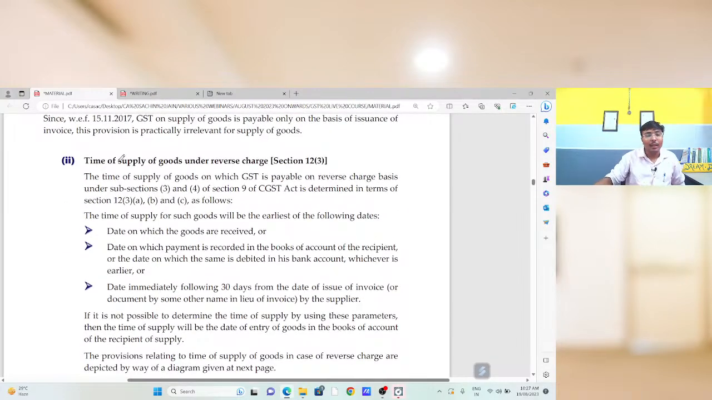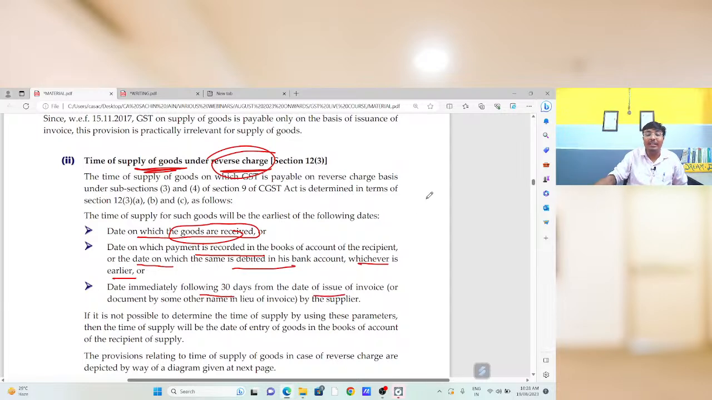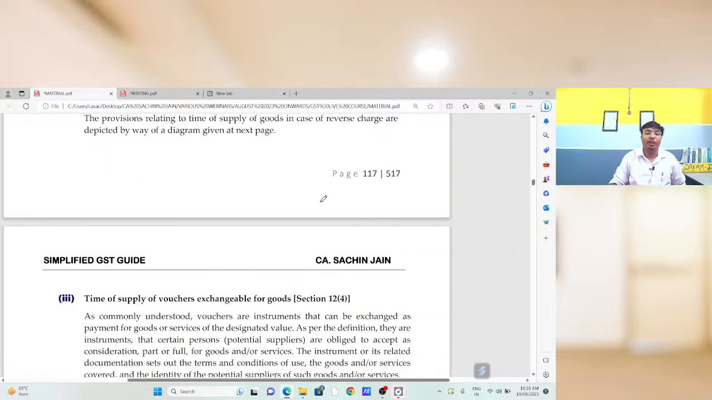Now, time of supply of goods in case of reverse charge mechanism: the date on which the goods are received, the date on which the payment is recorded in the books of accounts of the recipient, or the date on which the same is debited in the bank account, whichever is earlier, or the date immediately following 30 days from the date of issue of invoice, whichever is earlier, will be treated as the time of supply. We had already discussed the same with an example. I am just going to discuss the same with reference to the language of the law.